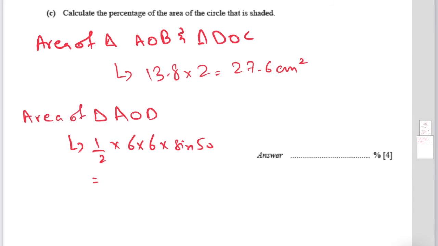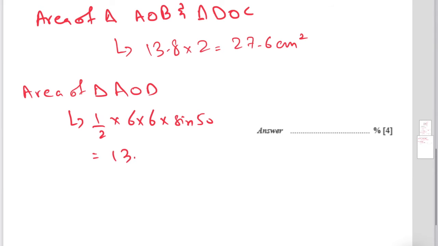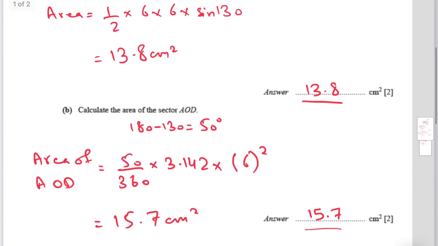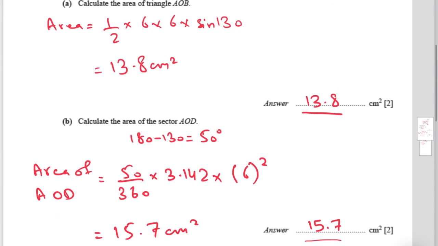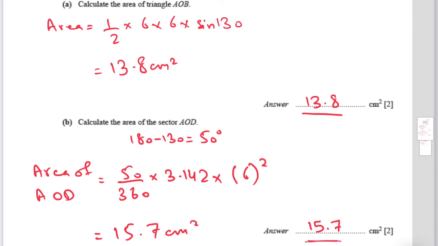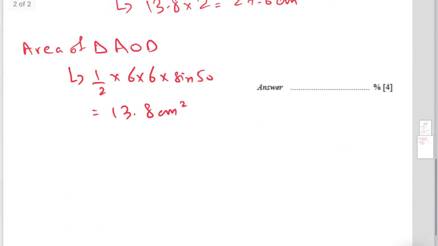Okay, so 13.8 centimeters squared is the area of the triangle AOD. Did I make a mistake in this? No. Yeah. So now we need the area of this sector AOD, which is 15.7. So we subtract the two. We subtract 13.8 from 15.7. 15.7 minus 13.8. The answer that we get is 1.9 centimeters squared.